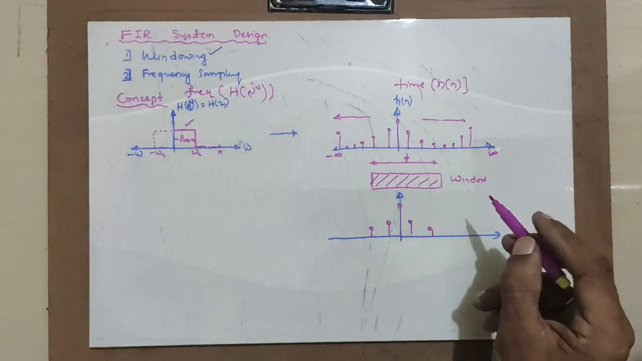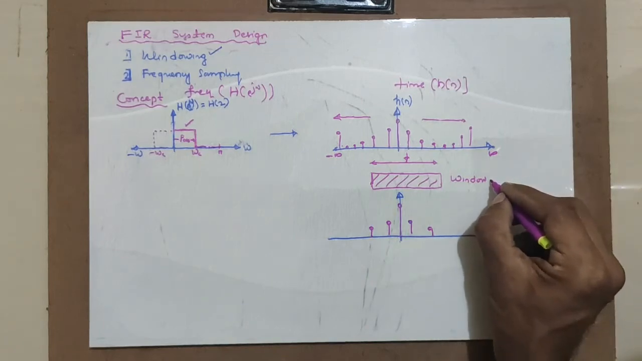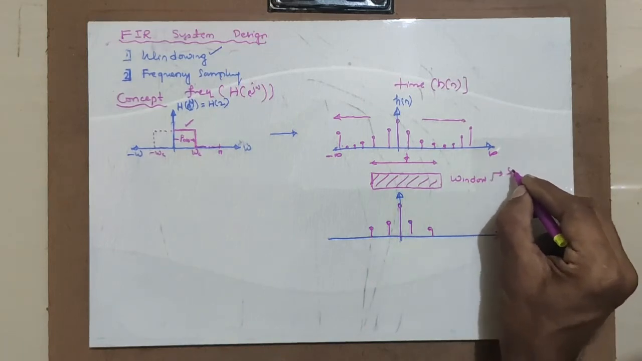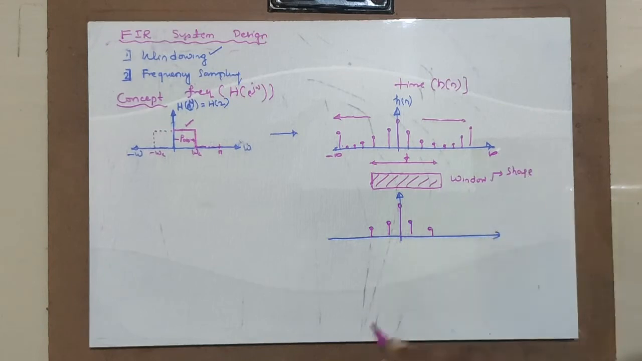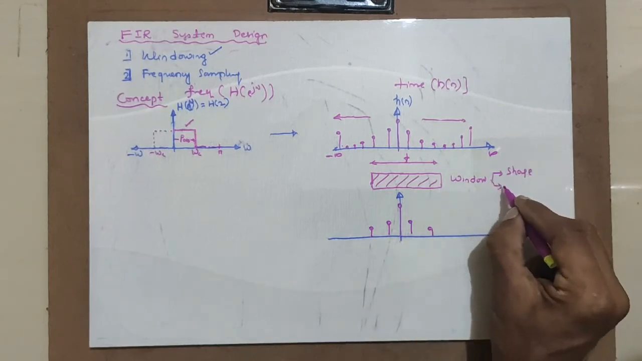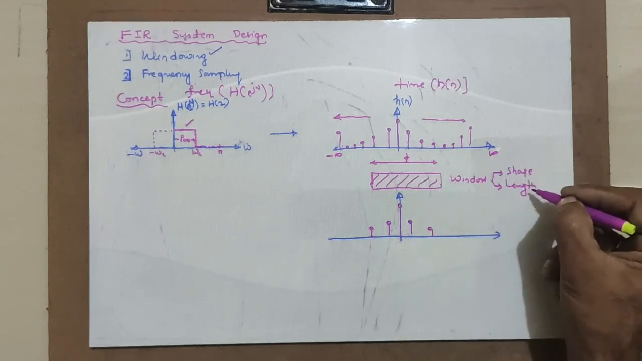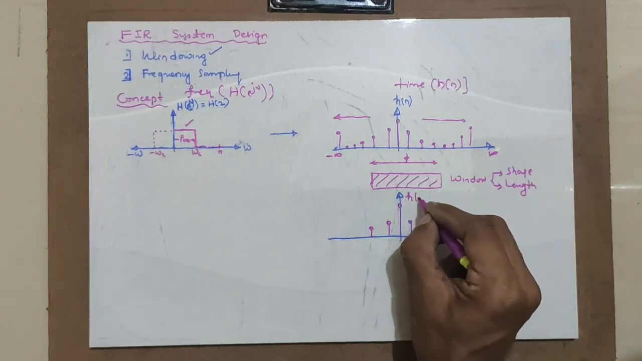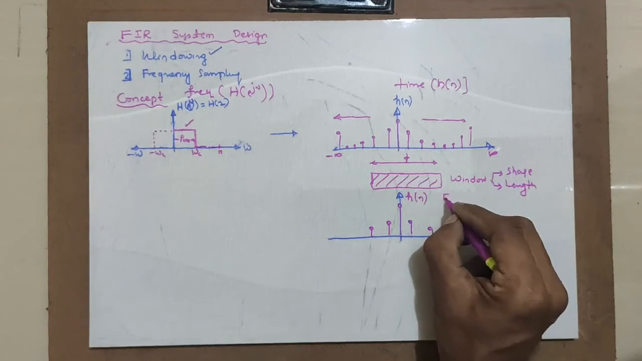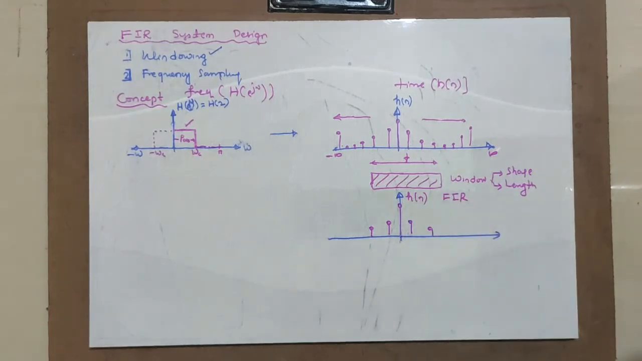This window can be of different shape. This is the first thing. This window can be of different shape and length. Depending on different shape and length, I will obtain new h of n. Then this becomes FIR.